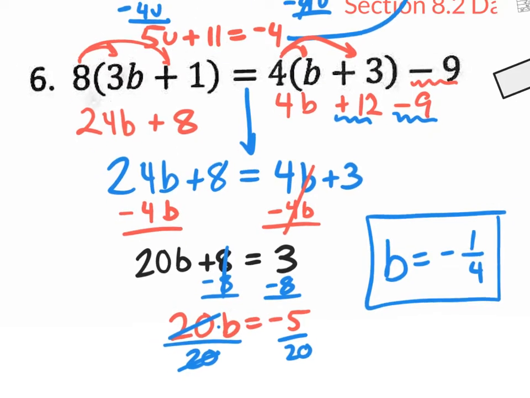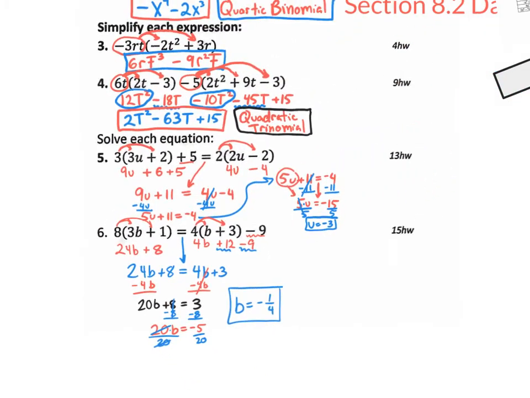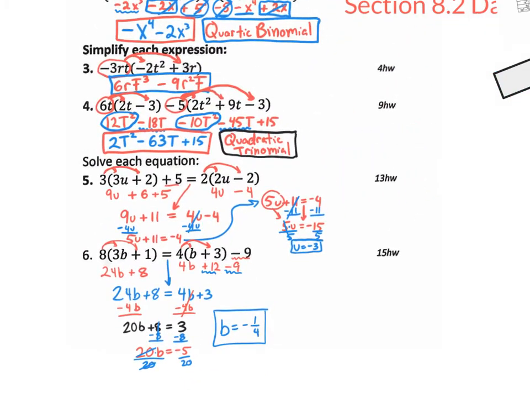That is the class opener for today. And believe it or not, these questions are actually questions that you're going to receive on your homework today. So number 3, if you look over here on the side, you're probably thinking, what's this 4HW? That means that it's number 4 from the homework. Number 4 is actually number 9 from the homework. And number 5 is actually number 13 from the homework. Number 6 is actually 15 from the homework. So let's take a look at our homework.